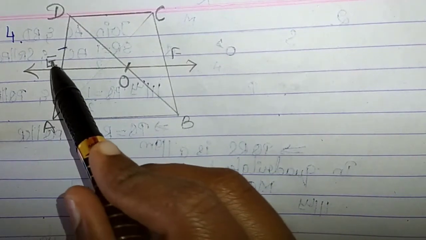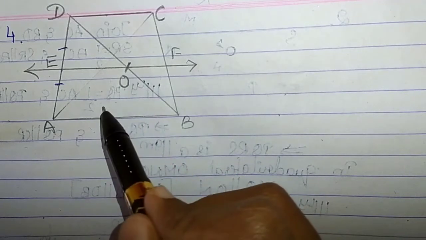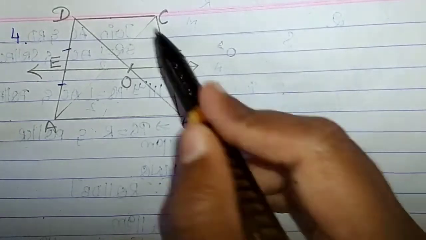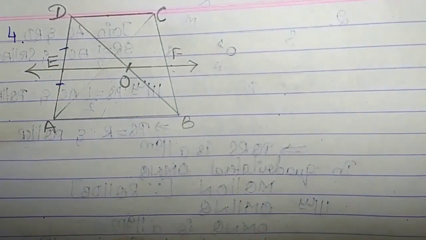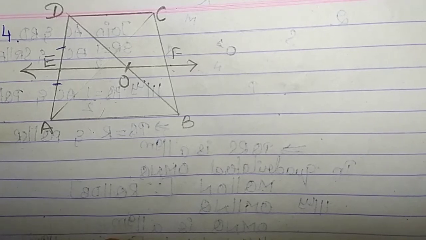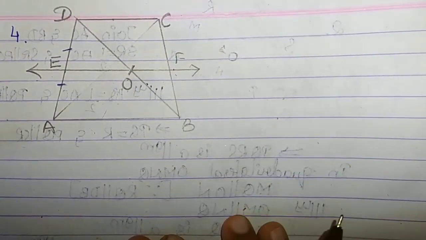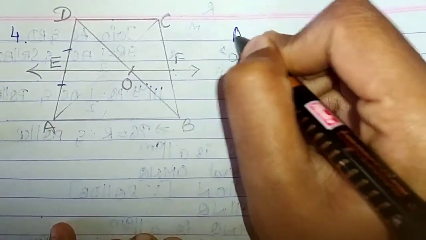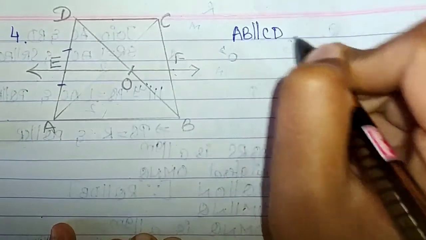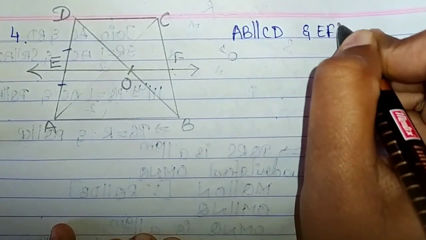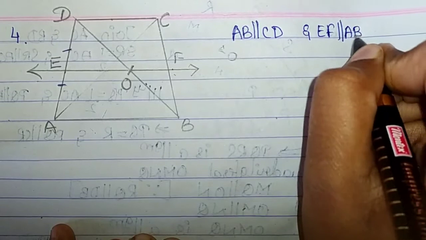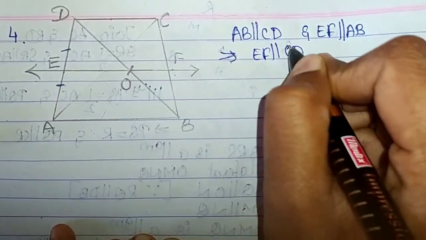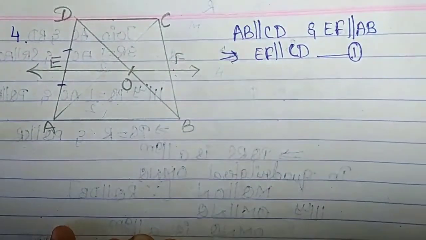A line is drawn through point E parallel to AB, intersecting BC at F. Show that F is the midpoint of BC. To prove that F is the midpoint of BC, we are going to make use of the converse of the midpoint theorem. Here we know that AB is parallel to CD and EF is parallel to AB. So this implies EF is parallel to CD also. This is our result 1.